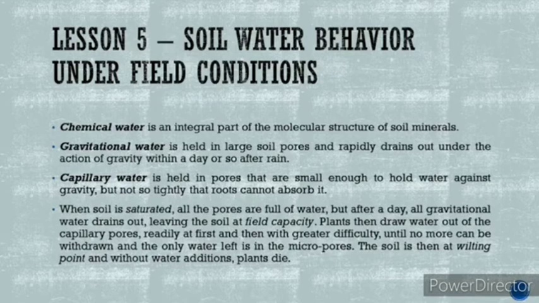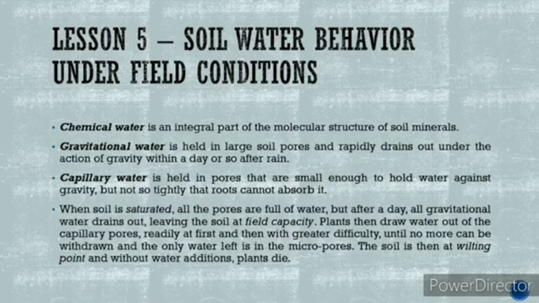Soil water behavior under field conditions. The chemical water is an integral part of the molecular structure of soil minerals. Gravitational water is held in large soil pores and rapidly drains out under the action of gravity within a day or so after rain. Capillary water is held in pores that are small enough to hold water against gravity, but not so tightly that roots cannot absorb it.